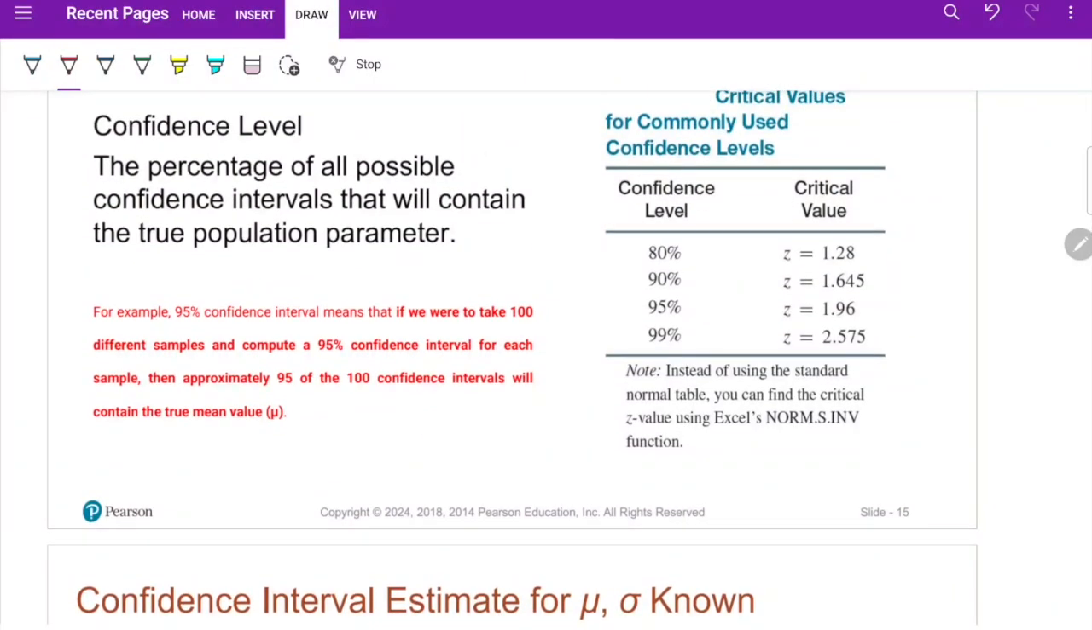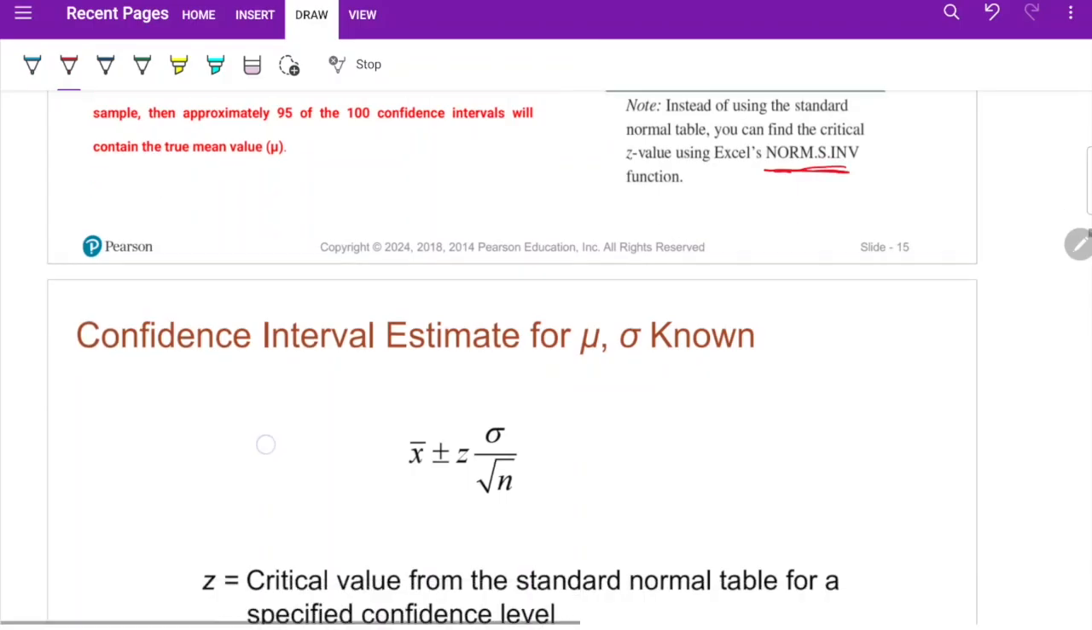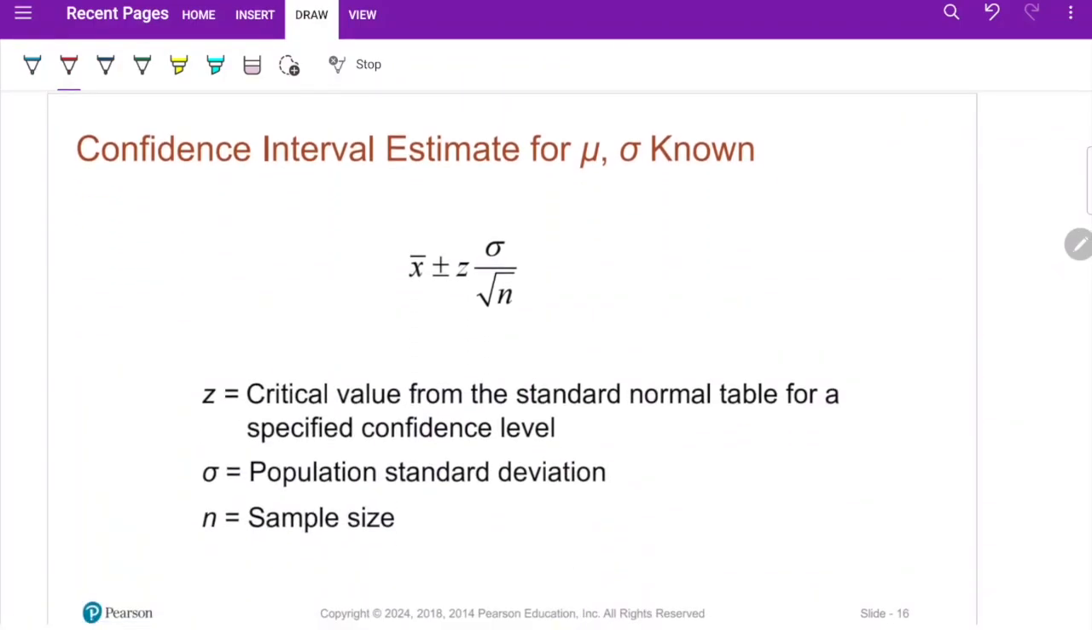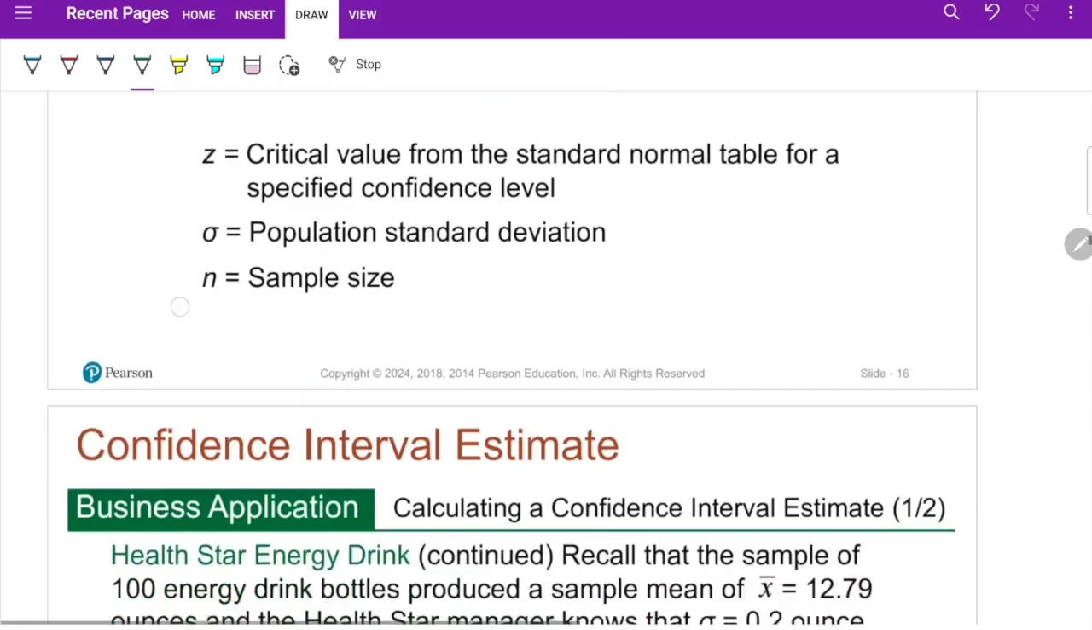To get the critical value, I have to give you the confidence level to get the z-value. You use norm.s.inv to get it. So the first scenario we are going to discuss, as I said before, is when sigma is known. This is important. We have access to the population's standard deviation. So let's do the first case now.